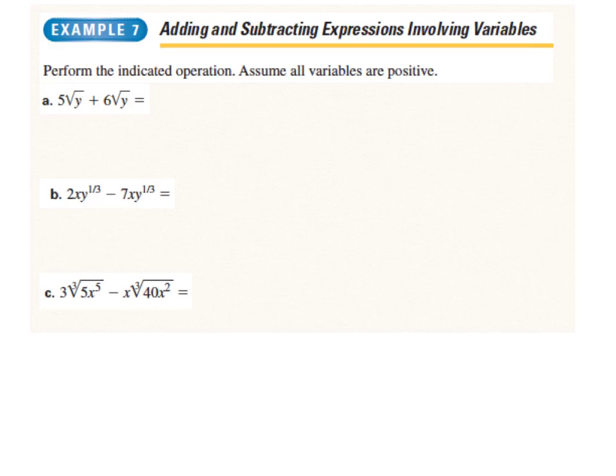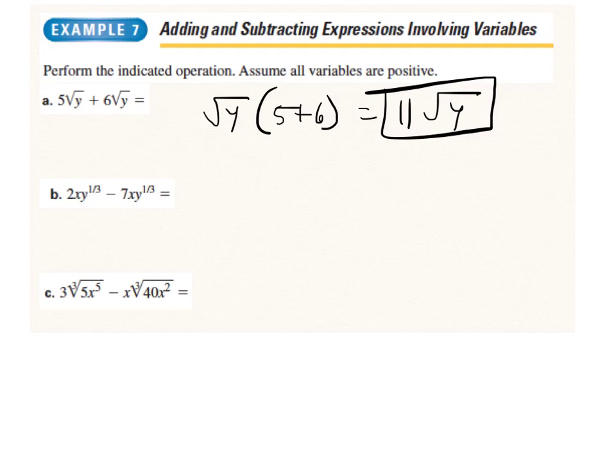All right, so here we're going to perform some operations. We have 5 root y plus 6 root y. Again, what we basically have is a root y distributed to the 5 and the 6. So I can factor that root y out, leaving 5 plus 6 in parentheses, which is 11. So we end up with 11 root y. Next, 2x y to the 1/3 minus 7x y to the 1/3. Again, we have this y to the 1/3 that's distributed, and we need to factor that out. So we have y to the 1/3 times 2x minus 7x, which equals negative 5x y to the 1/3.